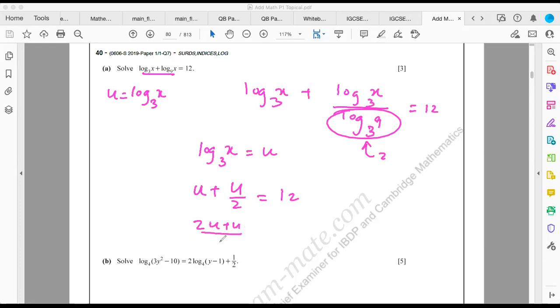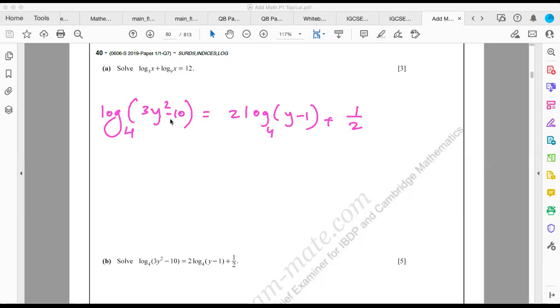So 2u plus u upon 2 is 12. So you get 3u equals to basically 24. So you get u as 8. So you get log x to the base 3 as 8. And as a result, you get x as 3 to the power 8. So this is the exact answer to this question.